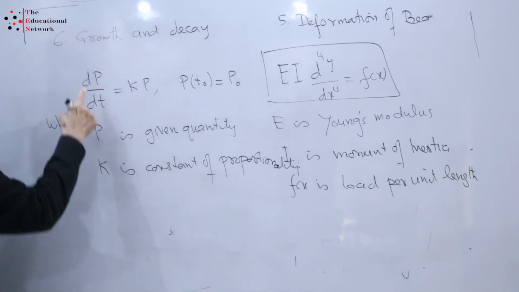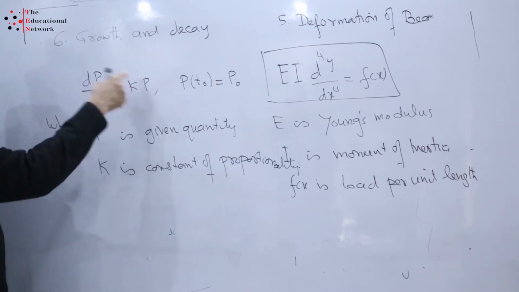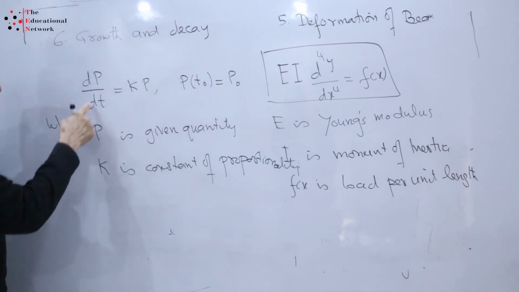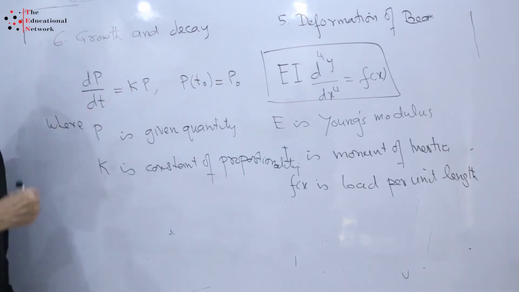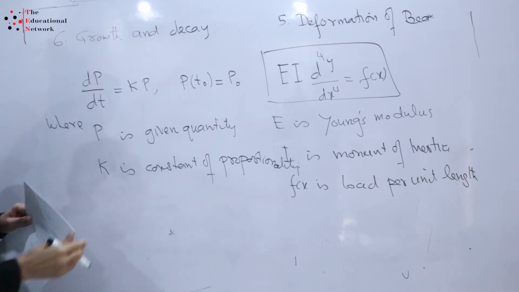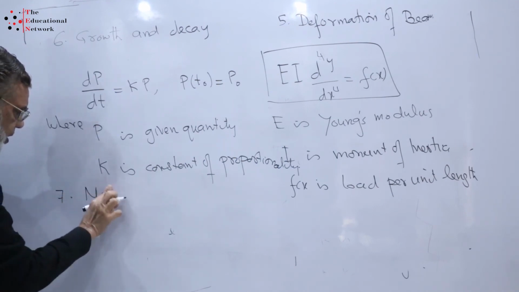So the rate of change, dP by dt, is proportional to P, the population present. From there we solve this, we get the value of k, and we get an exponential solution. From there we can predict what the result will be after some time. And parallel to this, we have Newton's law of cooling.